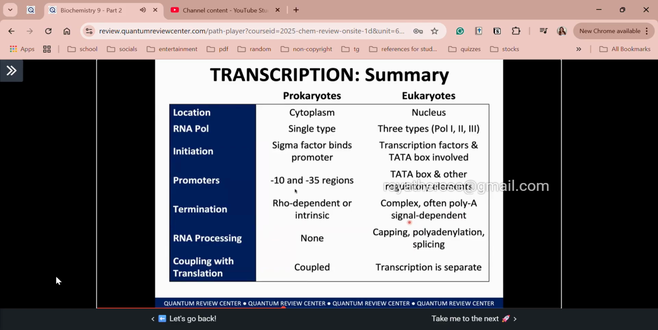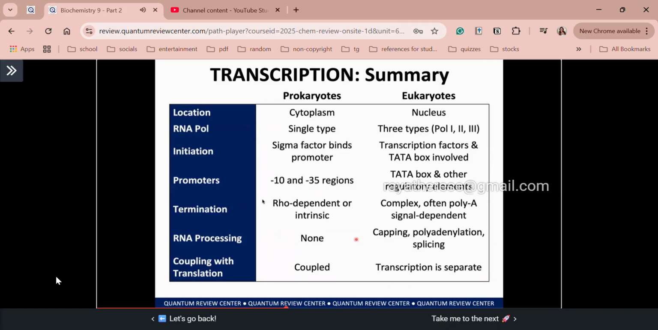Ayan, for RNA processing, of course, prokaryotes go directly to translation because it is coupled with translation. On the other hand, in eukaryotes, we have 3 main PTPs: capping, polyadenylation, and splicing. Here, of course, it is not coupled with translation. Remember, your transcription is an independent process. All right, so class, that's it for our transcription.